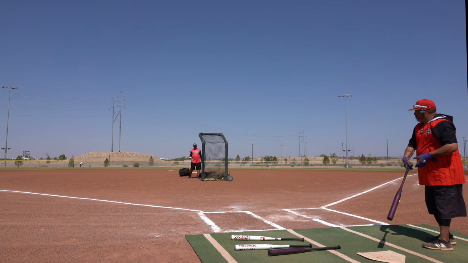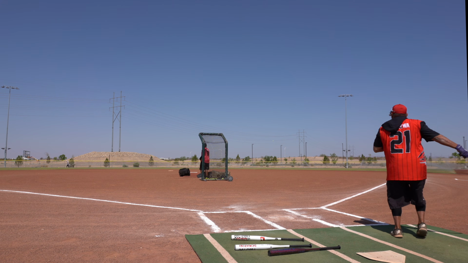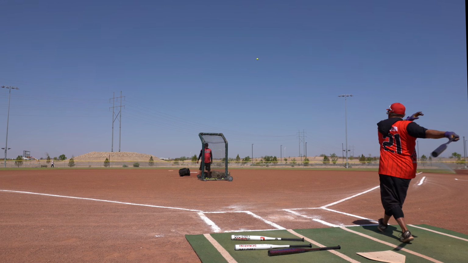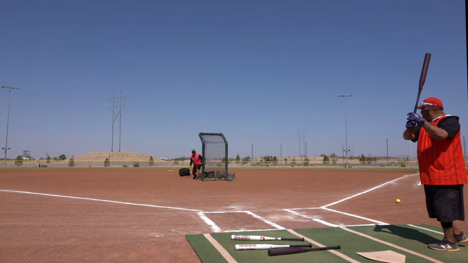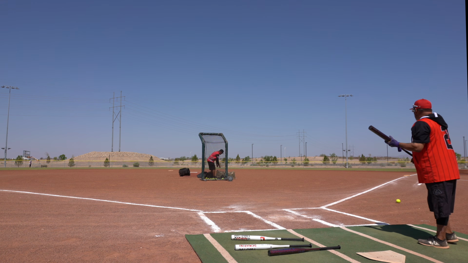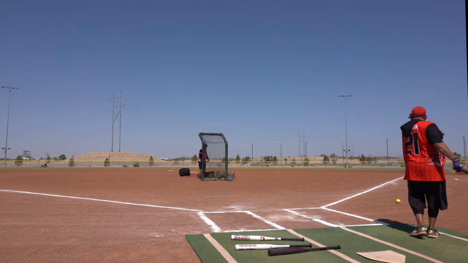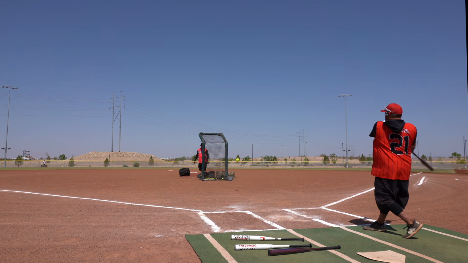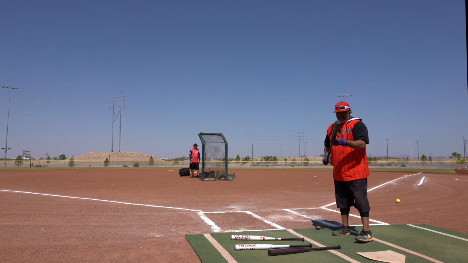79 miles per hour. 82 miles per hour. 73 miles per hour. 78 miles per hour. 77 miles per hour. 73 miles per hour.